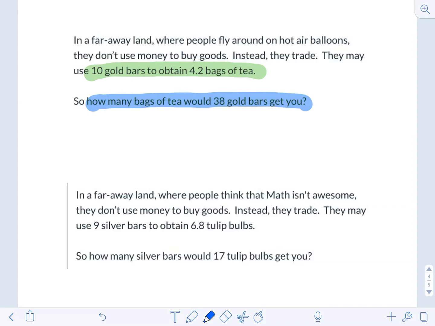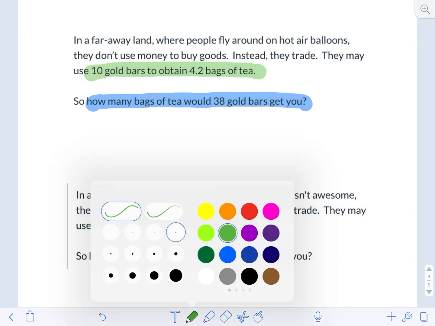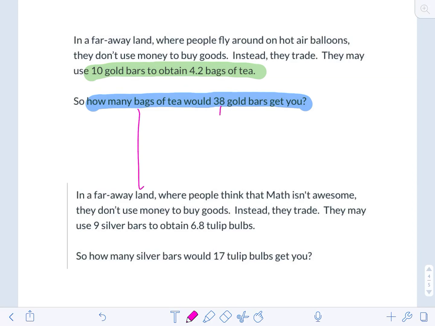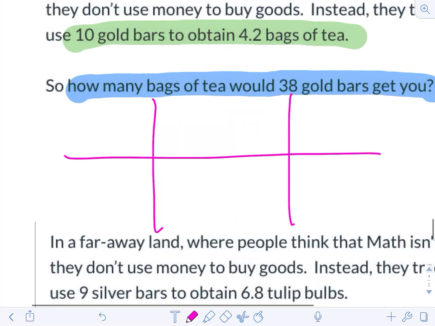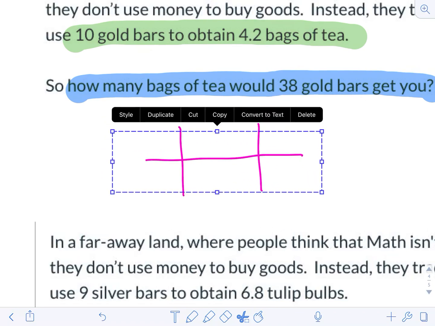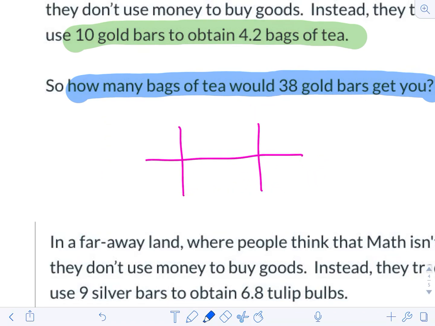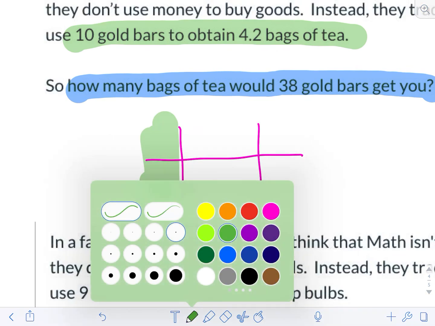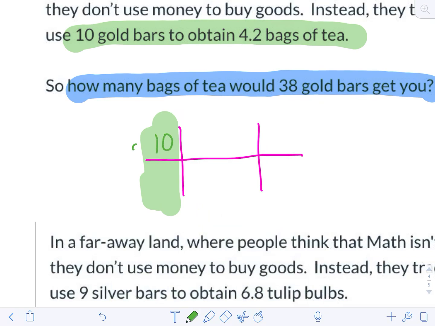Okay, so notice I've already color coded it to follow our 3 steps for setting up these problems. So now step 1, let's do a little ratio table. Okay, step 2, actually let me make that a little smaller. There we go. Because it doesn't quite matter what the numbers are inside. What matters is the operations around it right now. So next, we need to use our conversion rate. Okay, and what that means is that we need to know that we have 10 gold bars and 4.2 bags of tea. That's our conversion.